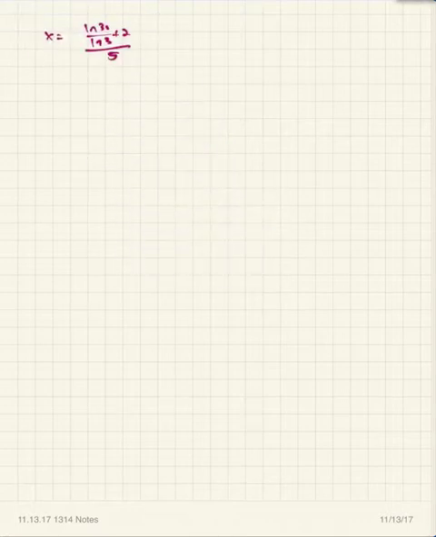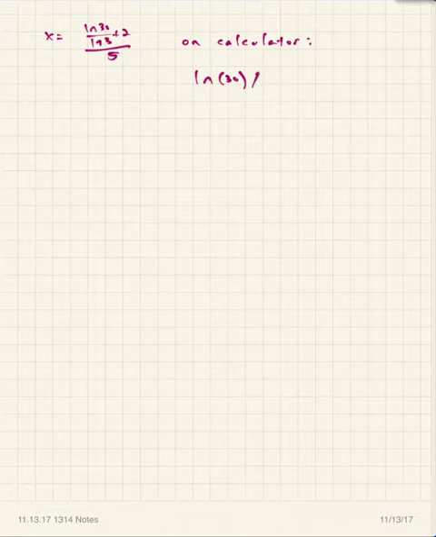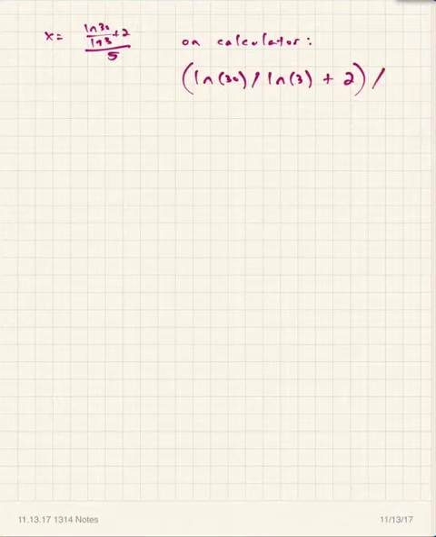So on your calculator, if you're going to enter this form, this would be the natural log of 30, put the 30 in parentheses, divided by the natural log of 3, put the 3 in parentheses, and then that would be plus 2, like that, and then that whole thing goes in parentheses, and then divided by, and then 5. No parentheses needed in the denominator there. So if I enter that on my calculator instead, I better come up with the same thing, right?